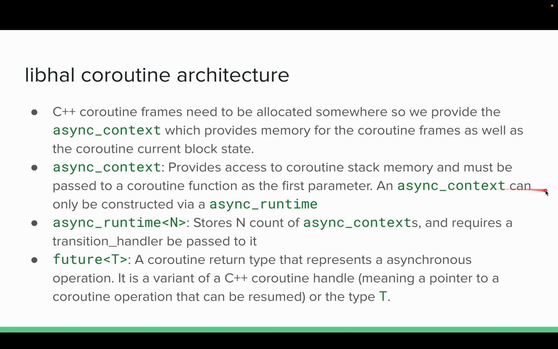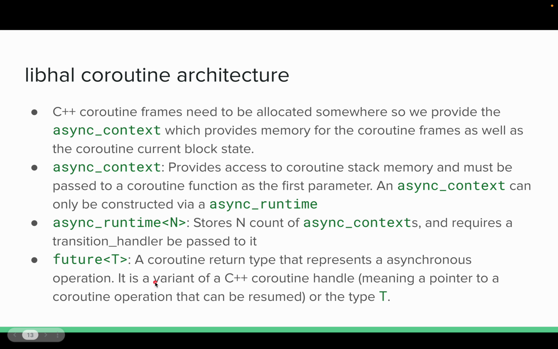You can't create an async context by yourself. You need to create an async runtime in order to create an async context. The async runtime takes a value or a number n, and it stores the count of async contexts that you want to create. So you can say I want 3 of these, so I want to be able to do 3 things concurrently. And you also need to pass it a transition handler, which knows how to handle what happens when the state changes. And then finally, we have this thing called future t. This is the return value for your coroutines, and I'll show you what that looks like in a sec.